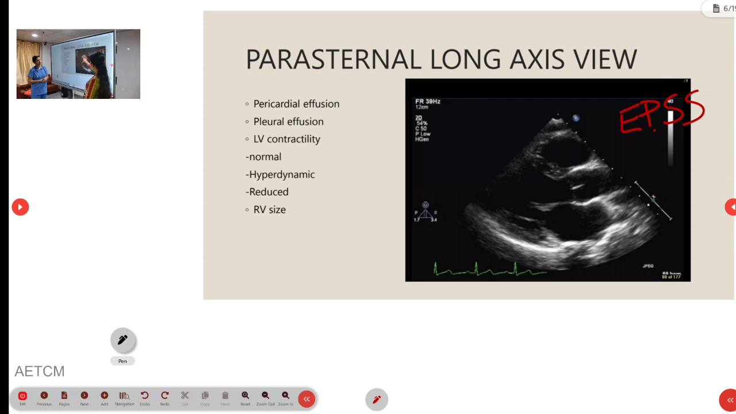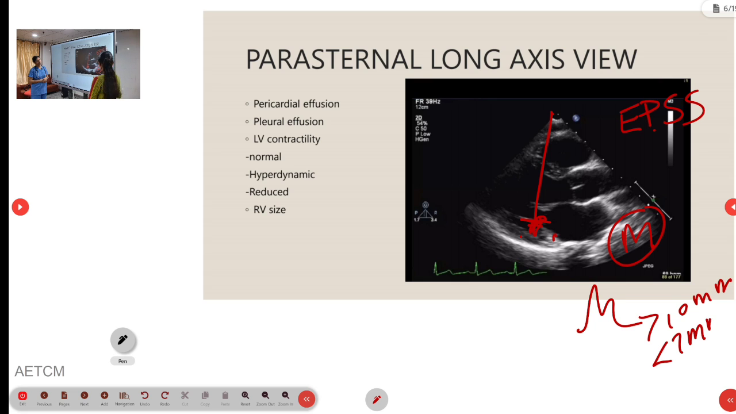If you are in this parasternal long axis view and we have a pointer in our machine, you keep the pointer onto the mitral valve and check how much the mitral valve is deflecting. Keep it in M mode. In that M mode you will see waves like this, which is the movement of the mitral valve. If the mitral valve is moving more than 10 millimeter, that means good LV function. If it is moving less than 7 millimeter, then the ejection fraction is low. That is end-point septal separation.